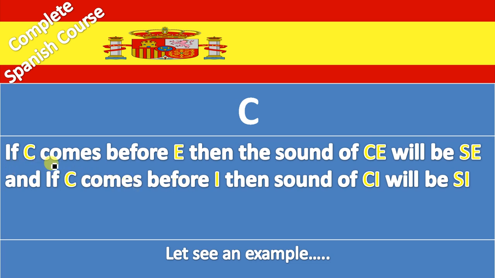Next, if C comes before E, then the sound of CE will be se. So we will read this CE as se. And if C comes before I, then the sound of CI will be si. So we can say CE sound will be se and CI sound will be si. Let's see an example.